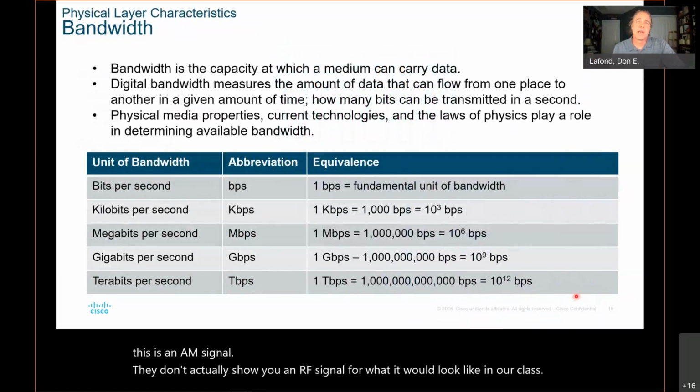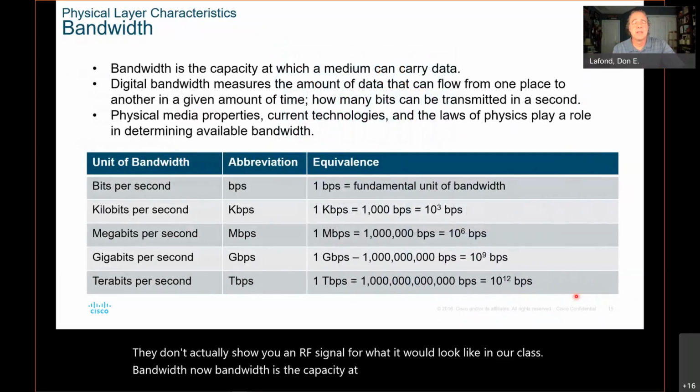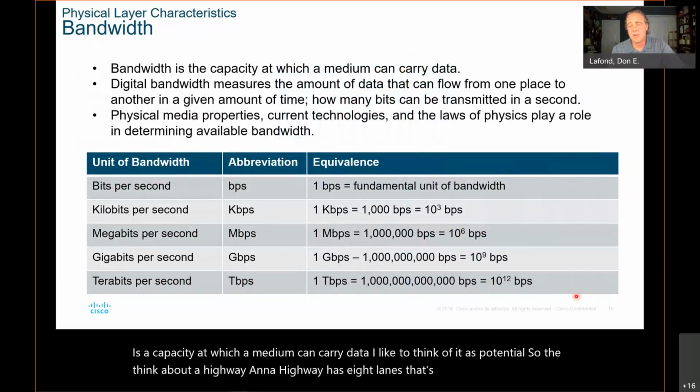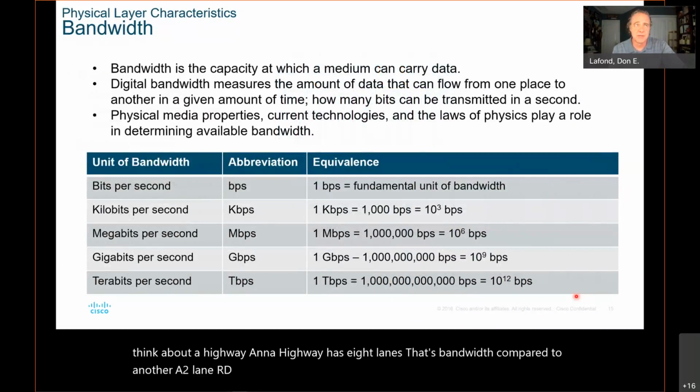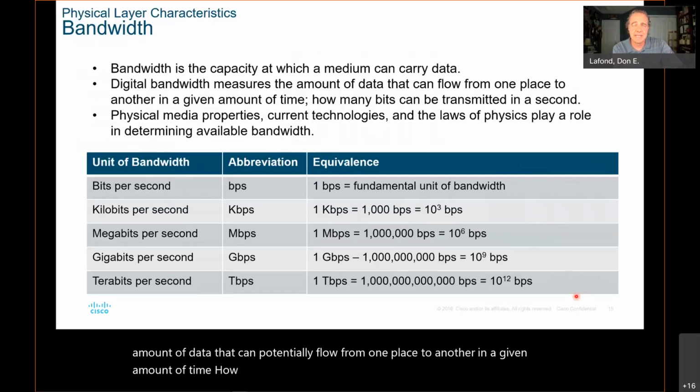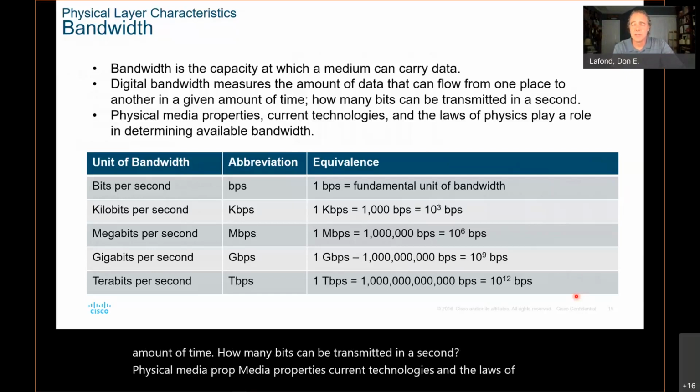Bandwidth. Now, bandwidth is the capacity at which a medium can carry data. I like to think of it as potential. So think about a highway, and a highway has 8 lanes. That's bandwidth compared to a 2-lane road or a dirt road. That's bandwidth. Digital bandwidth measures the amount of data that can potentially flow from one place to another in a given amount of time. How many bits can be transmitted in a second? Physical media properties, current technologies, and the laws of physics play a role in determining available bandwidth.